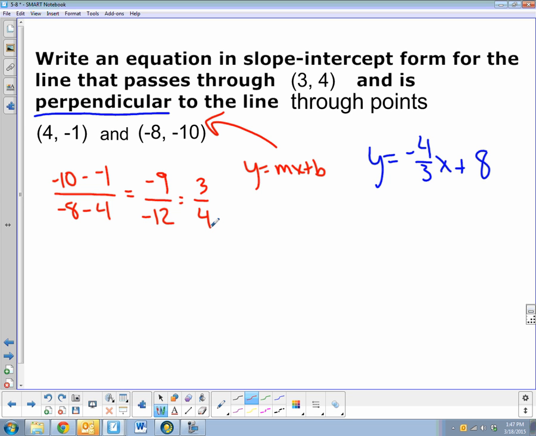I want a line that's perpendicular to that slope. So it's got to have a slope that's opposite and reciprocal of 3/4. Opposite of 3/4, -3/4. Reciprocal, -4/3. That's where we get that -4/3 from. So I know the slope now for my equation is -4/3.